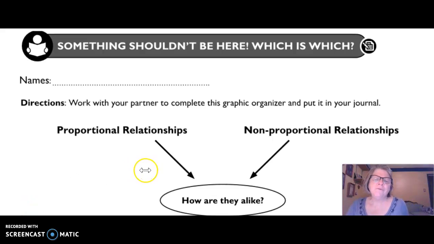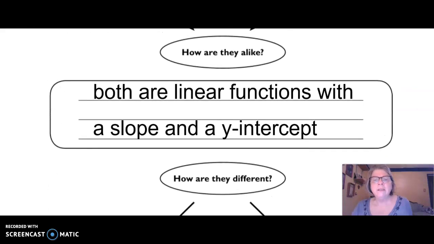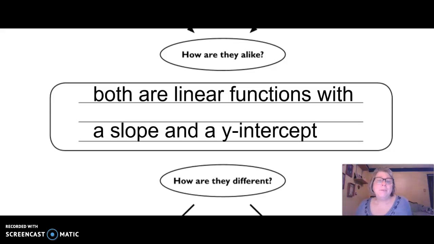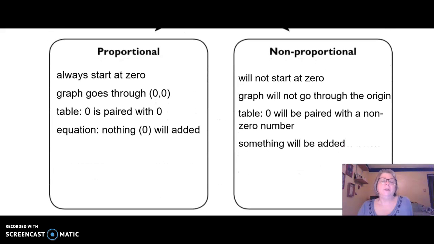All right, first of all, let's review really quick what a proportional and non-proportional relationship is, and I have typed that ahead of time. Basically, this is how they're alike. Both are linear functions with a slope and a y-intercept. How are they different? A proportional relationship always starts at 0. The graph will go through 0, 0. In the table, 0 will be paired with 0. And in the equation, nothing will be added or 0 will be added.